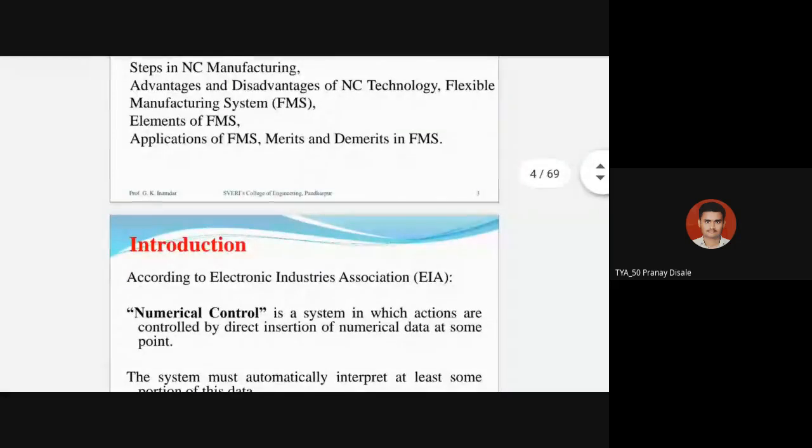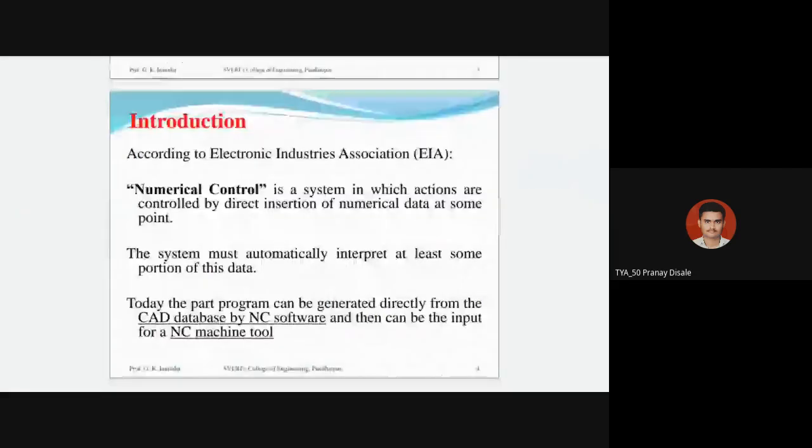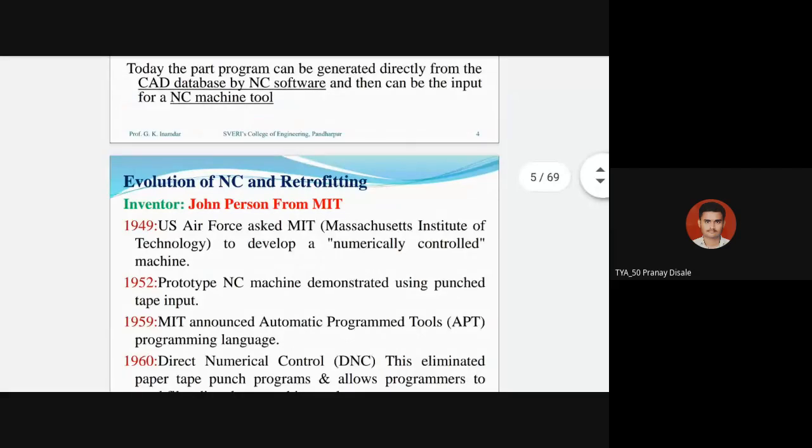Overview of the syllabus: we have taken the introduction and definition of numerical control, and what the procedure is. We have also studied the CAD database used by NC software. Today we also learned the evaluation of NC systems and retrofitting. NC is nothing but numerical control, and retrofitting is nothing but maintenance or additional innovation.